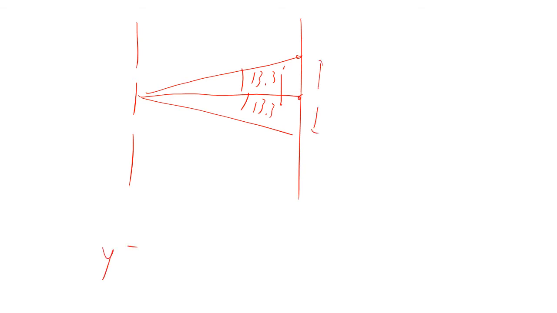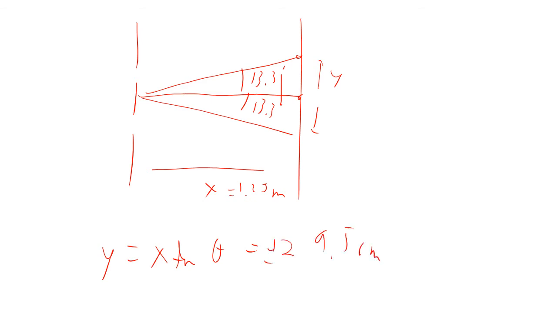So y is going to be, this is distance x, that's y, so y equals x tan theta. If you plug in 13.3 degrees, and we know that this was 1.25 meters, that means it's at 29.5 centimeters plus and minus. So that's going to be two spots, one spot up, one spot down. We have these two spots right here. That was y1. So now what about y2?